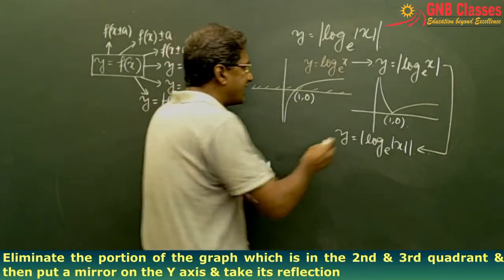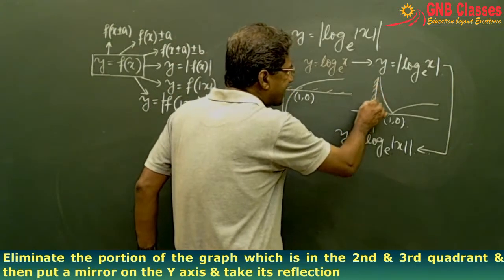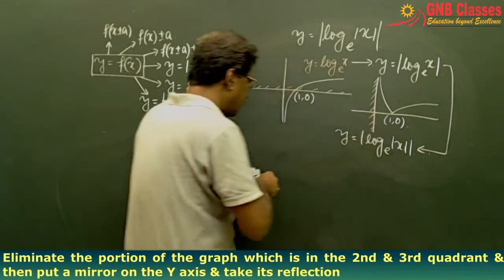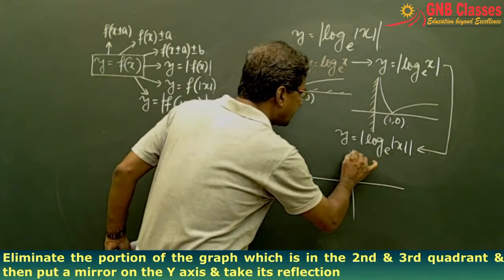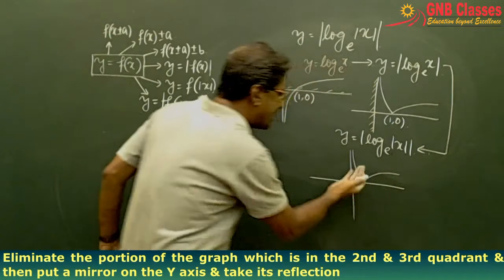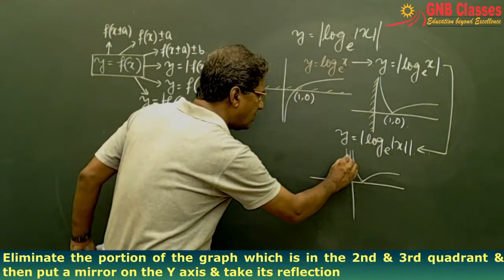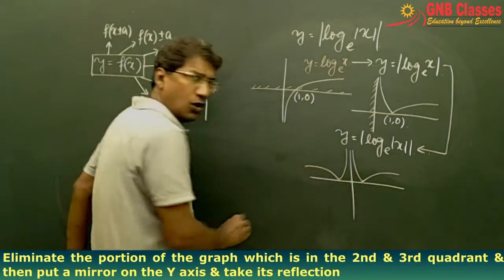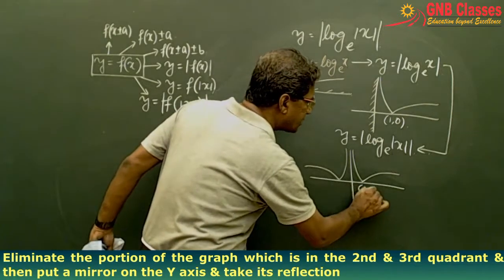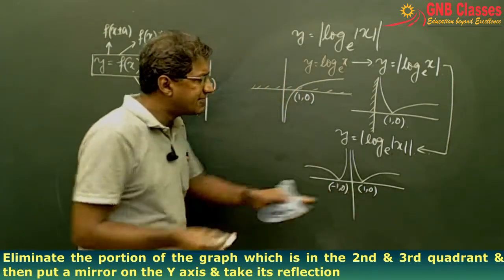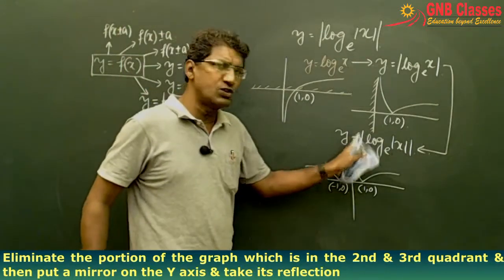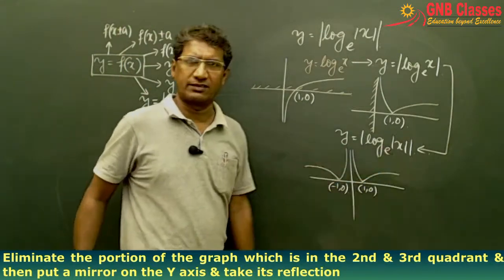Okay. So what you will do next is put a mirror on the y-axis and take its reflection. So the graph will look something like this. This is the graph which is there, and you are taking its reflection. So it will look like this. Yes or no? So this point will be 1, 0. This point will be minus 1, 0, right? This is the graph of y equals mod of log of mod of x.